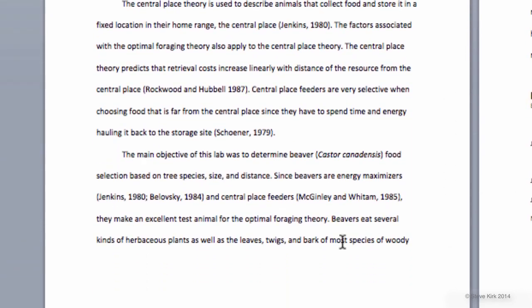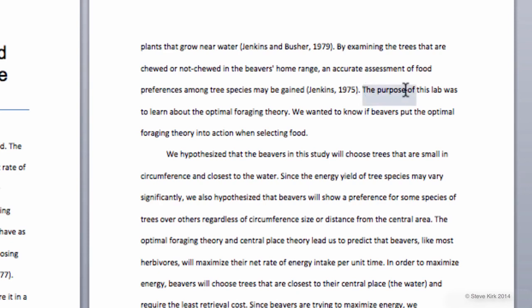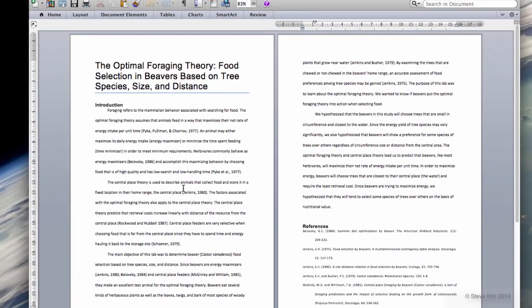This paragraph is explaining the main purpose of the study. You can see here they start with the main objective of this lab, and they even finish with the purpose of this lab was to learn about. So you can see that each paragraph has one topic. It starts with a sentence that introduces what that topic is, and you can see that we have about 3 or 4 paragraphs per page. It looks like about 2.5 over here, and here's the reference section. So it helps you when you look at the paper to easily see what the sections are.